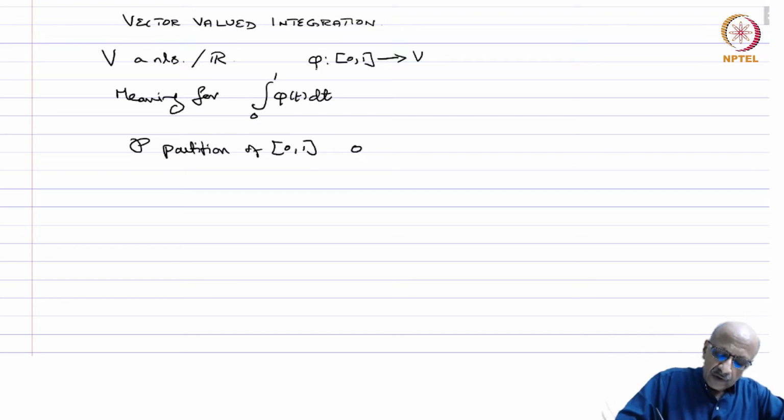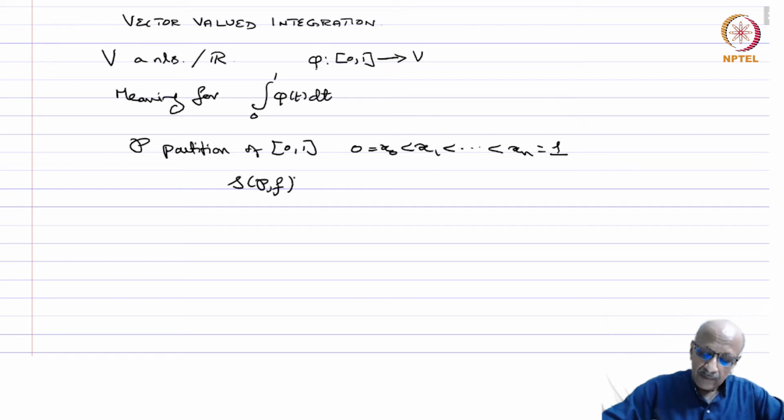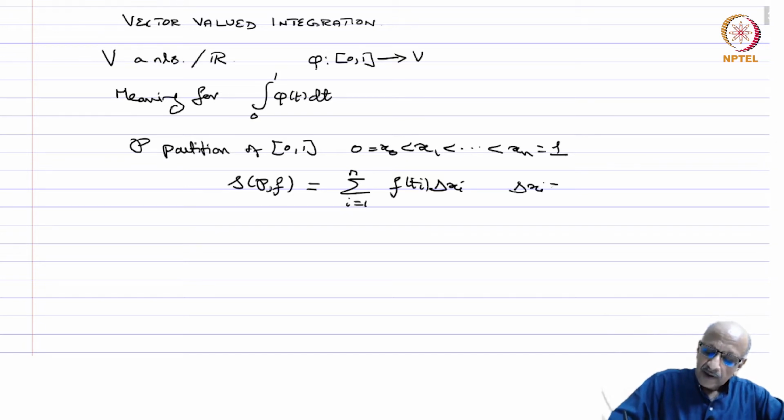So we have 0 equals x naught less than x1 less than ... xn equal to 1, and then you would assign S_P f, which is a Riemann sum associated to this partition, which will be sigma i equals 1 to n, f of ti delta xi, where delta xi is xi minus xi minus 1. And then using some suitable limit process, we would define the integral.